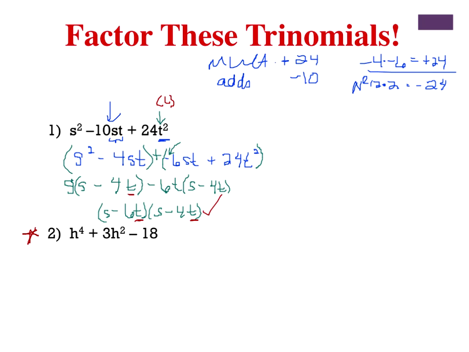What about this second example, our last example for today? h to the fourth plus 3h squared minus 18. How are we going to factor this? We have an h to the 4th. First we can ask, is this a difference of squares? Well, not quite. It is a trinomial. How are we going to factor? I want you to think about it and maybe put some ideas out there.